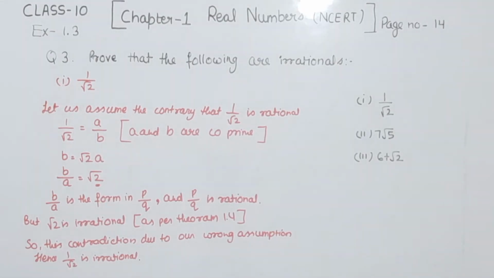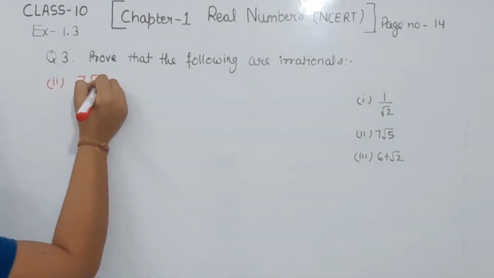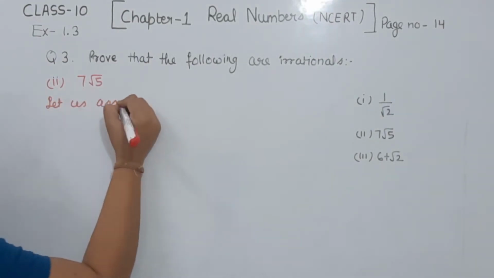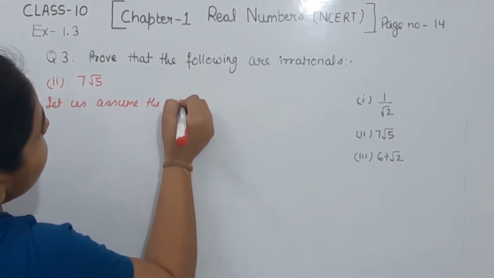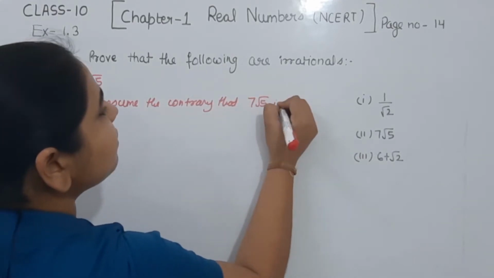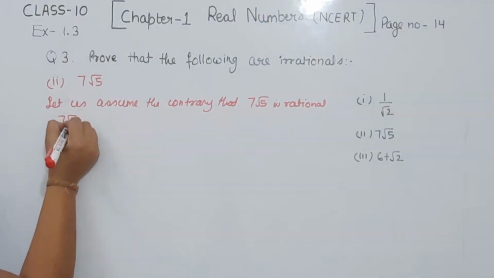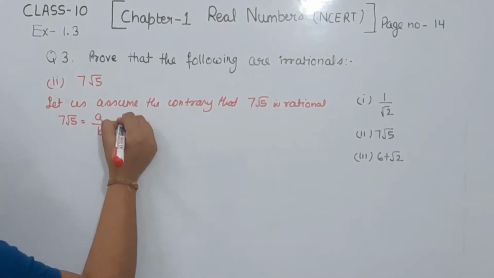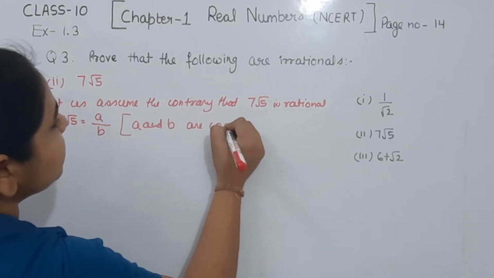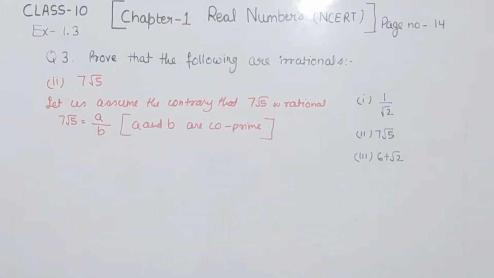Now comes the second part. Part 2 is 7 root 5. We assume the opposite of what is given. Let us assume the contrary, that 7 root 5 is rational. Then it is equal to a by b, where a and b are co-prime numbers, meaning they have only 1 as their common factor.